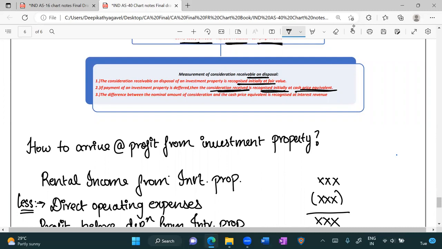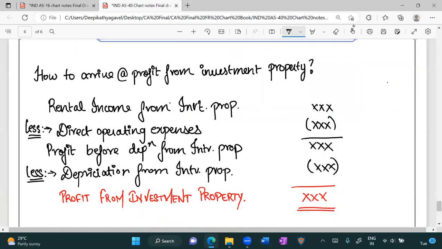What do you mean by cash price equivalent? The excess amount that will be paid because of the deferred settlement will be treated as interest revenue, and it will be taken to your P&L. So you will only consider what? The cash price equivalent. The excess amount that you are getting will be treated as interest revenue, and it will be taken to your P&L.